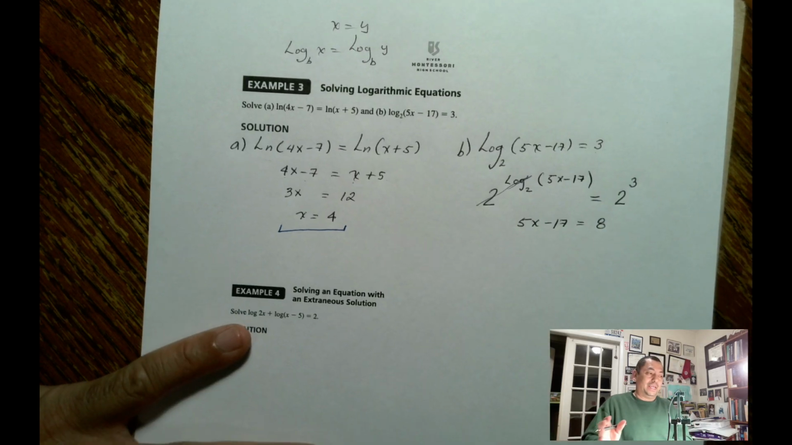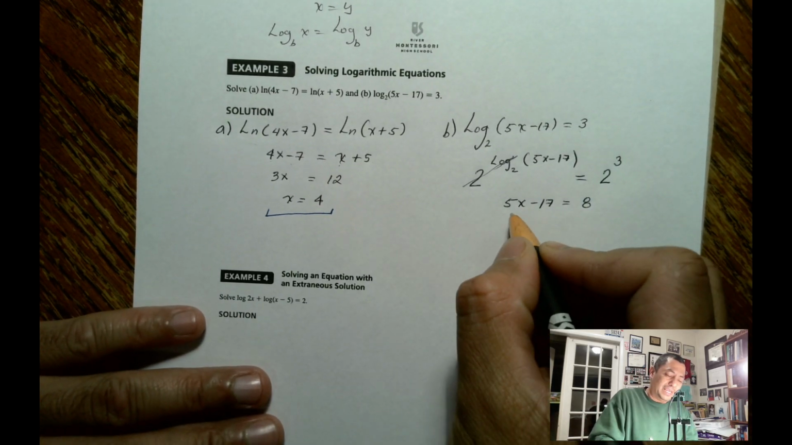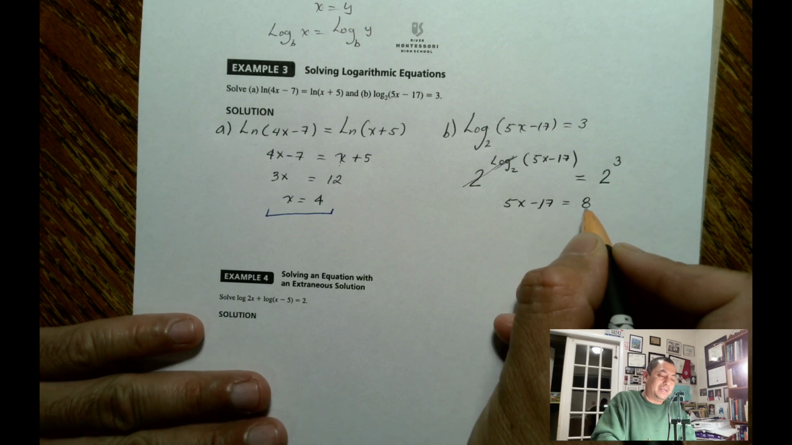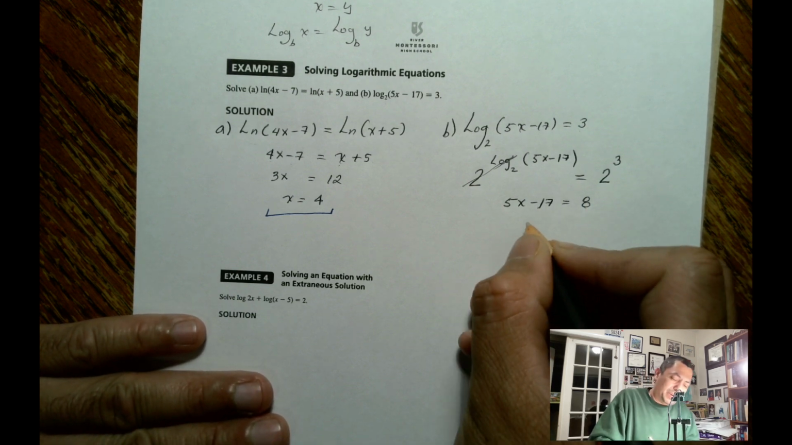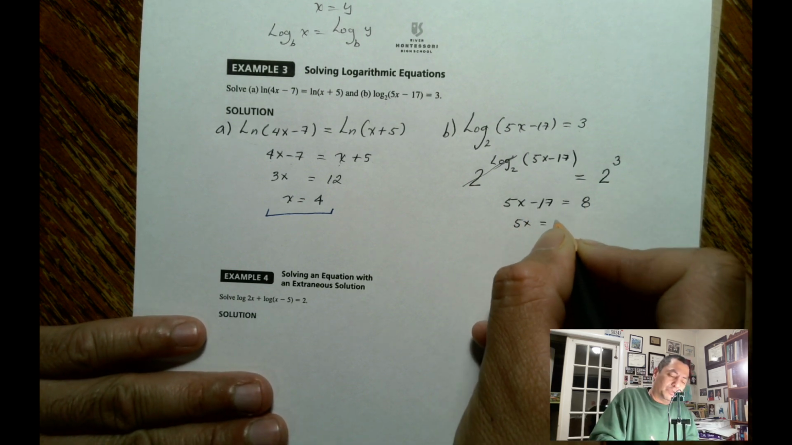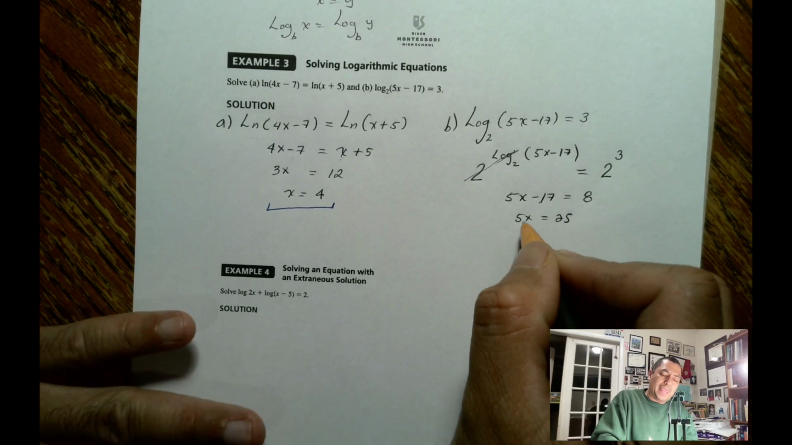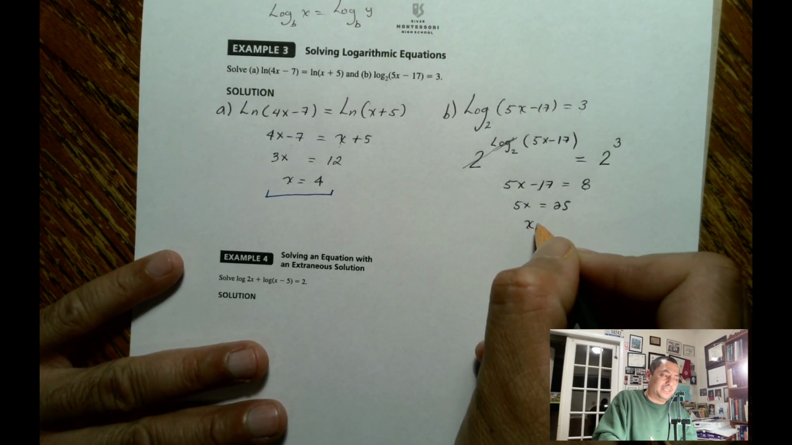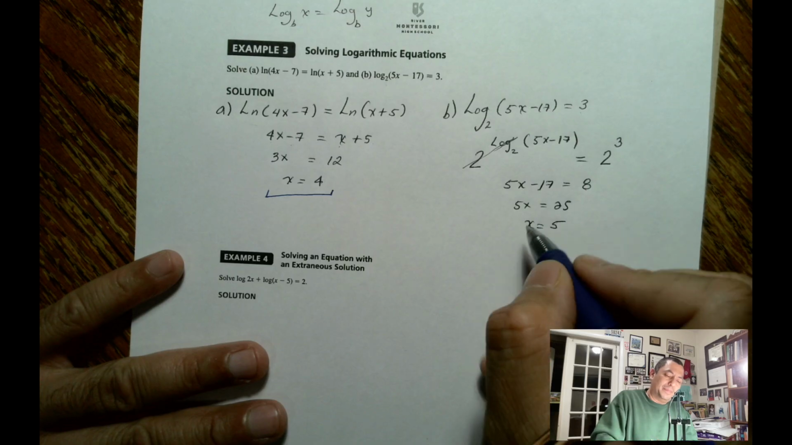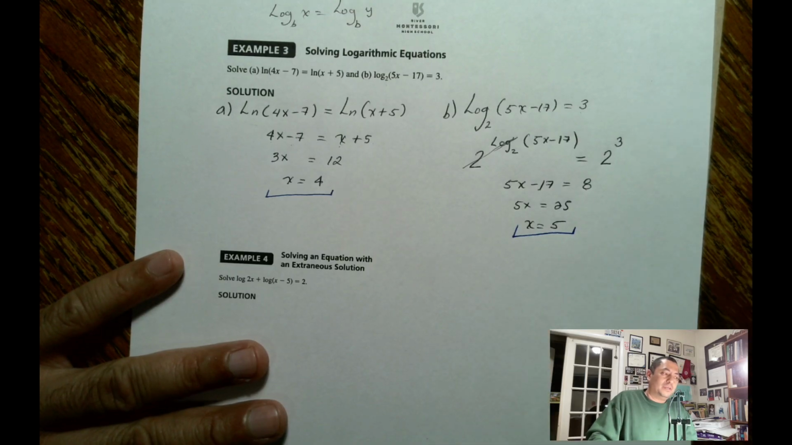And then we solve for x. In this case, plus 17 on both sides, I have 25. So 5x equals 25. And then we divide by 5. So x equals 5. And that's going to be my solution.